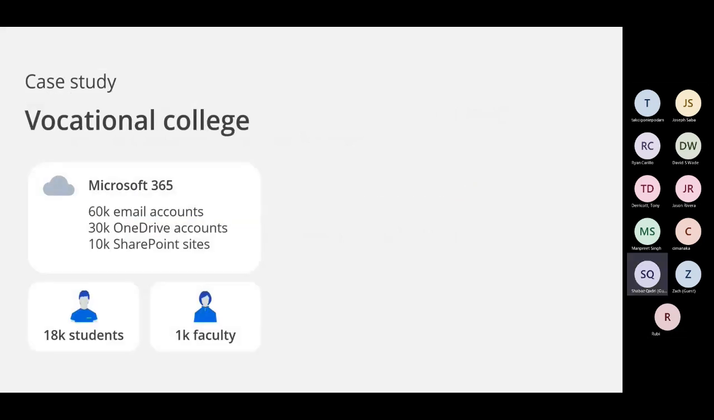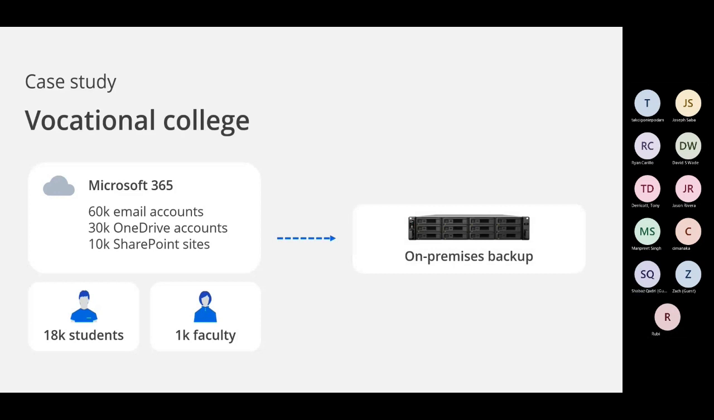So if we revisit the case with the vocational college, they chose to maintain an on-premises backup for their Microsoft 365 accounts. This allowed them to remove former faculty and students from active 365 subscriptions and ultimately save on their costs in the long term.